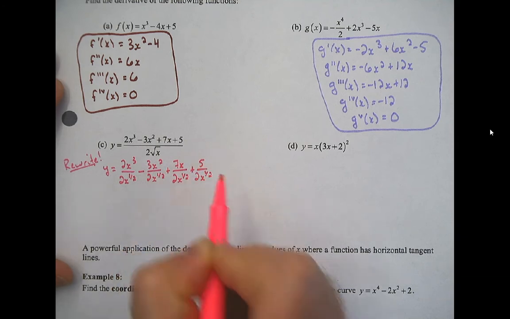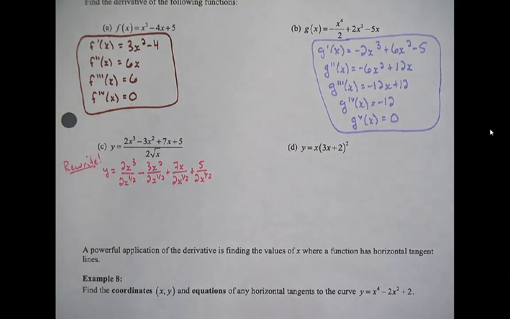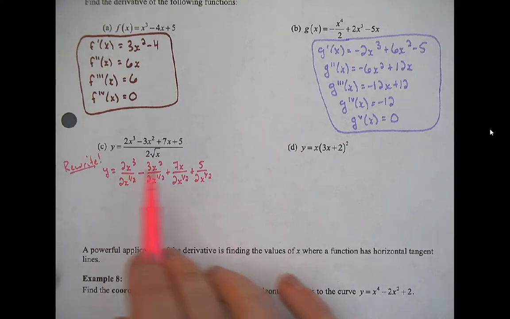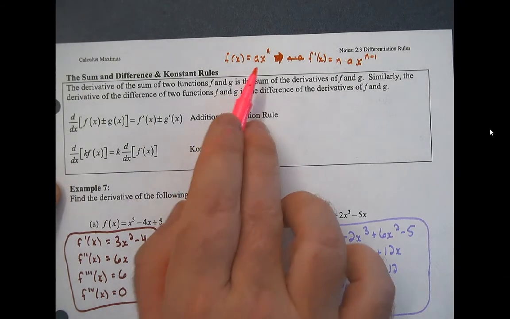Now, these are not in the right format yet. This is not simplified. This is not in the a times x to the n format that we need to get it into.